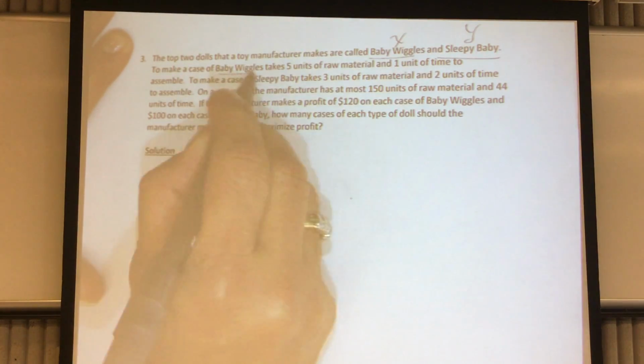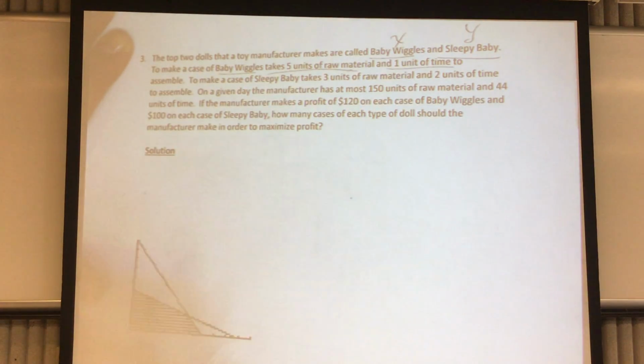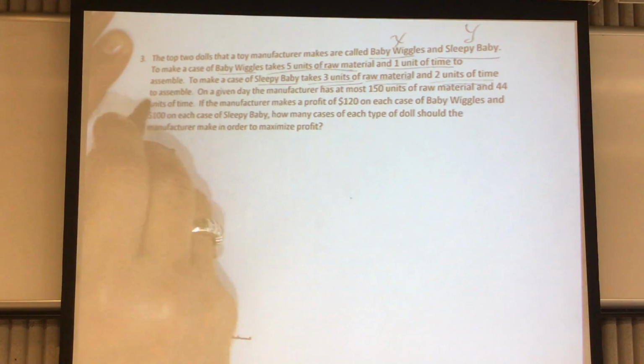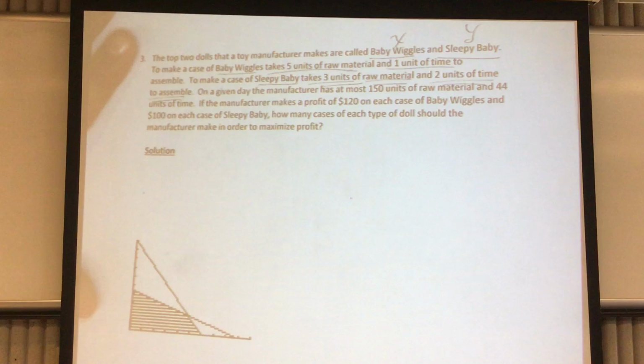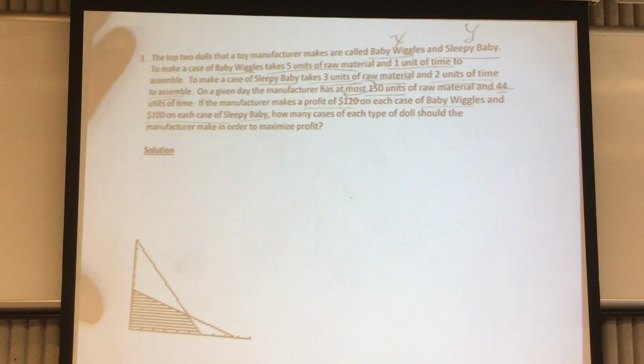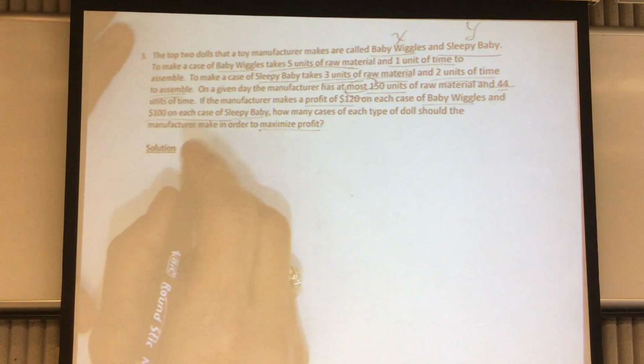To make a case of Baby Wiggles, it takes 5 units of raw material and 1 unit of time to assemble. To make a case of Sleepy Baby, it takes 3 units of raw material and 2 units of time to assemble. On a given day, the manufacturer has at most 150 units of raw material and 44 units of time. If the manufacturer makes a profit of $120 on each case of Baby Wiggles and $100 on each case of Sleepy Baby, how many cases of each type of doll should the manufacturer make in order to maximize profit? So first step is let's write our objective function.